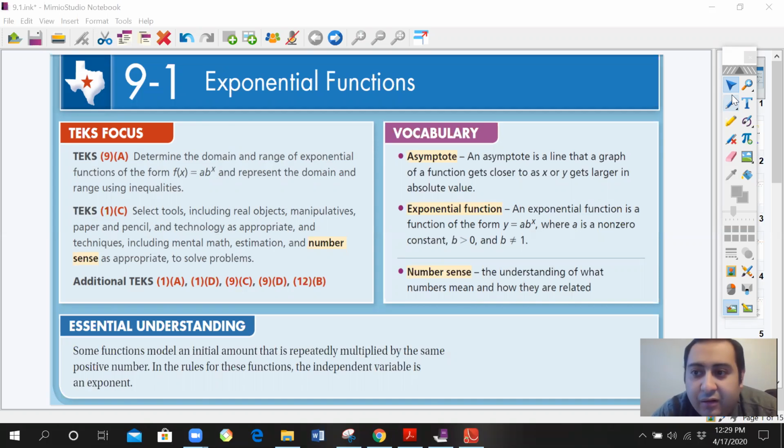Today, we're going to be focusing on a new chapter, which is 9.1 Exponential Function. Now, this chapter will consist of a lot of information, so please pay attention very closely. And as well, you're going to be needing your calculator in some cases. Okay, today's vocabulary words are asymptote, exponential function, and number sense as well. All right, so let's see what today's lesson is all about.